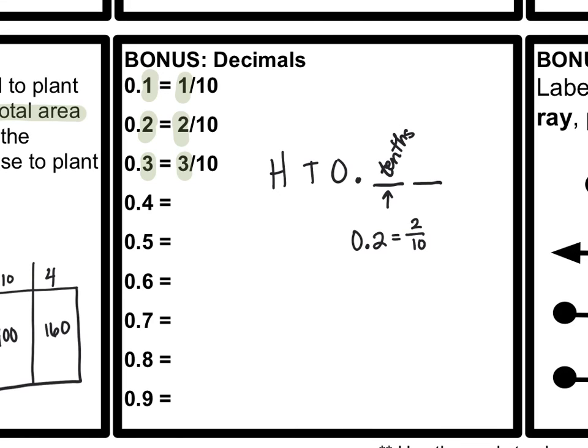Okay? Which means that on this next one, on this 0.4, we would write it 4/10. For 0.5, 5/10. 0.6, 6/10. 0.7, 7/10. So all of these are in the tenths place, which means you just take this number and you put it over the 10 and you're done. That was the easy one.